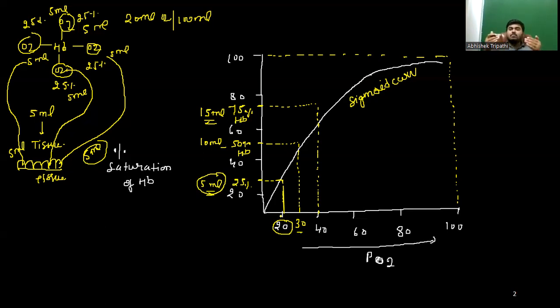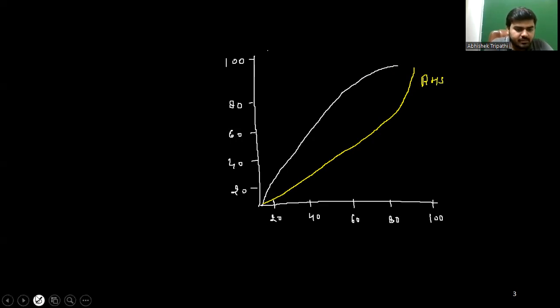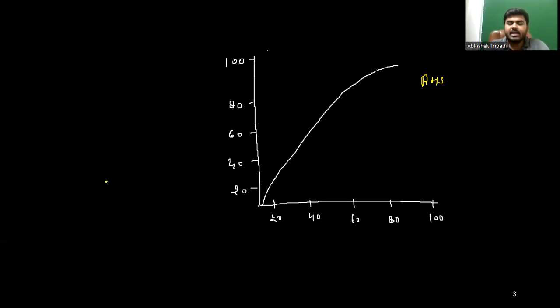Guys, if a person moves toward a higher altitude, then what will happen? The sigmoid curve will change. Let's discuss that point also. This is your sigmoid curve. When a person moves toward a higher altitude, this sigmoid curve shifts toward the right side. So what we can say, this is called the arch. Just wait, guys, again we will make the curve right up. So when a person moves to a higher altitude, this sigmoid curve shifts toward what, guys?